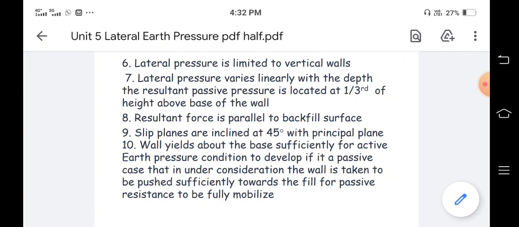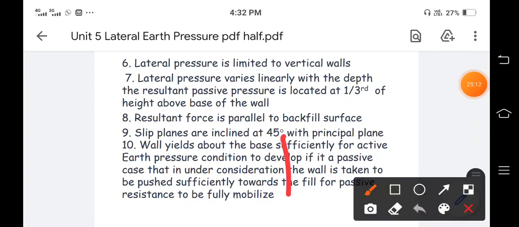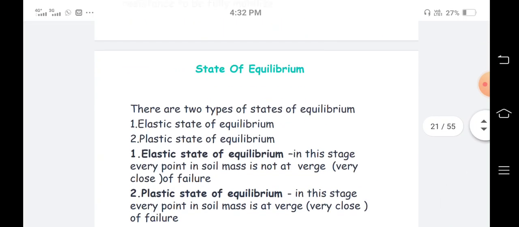And the last one is that the wall yields about its base sufficiently for the active earth pressure condition to develop. In the passive case, under consideration, the wall is taken to be pushed sufficiently towards the fill for passive resistance to be fully mobilized. So in the active condition, the wall will shift away from the backfill, and for the passive condition, the wall will move or push into the soil.